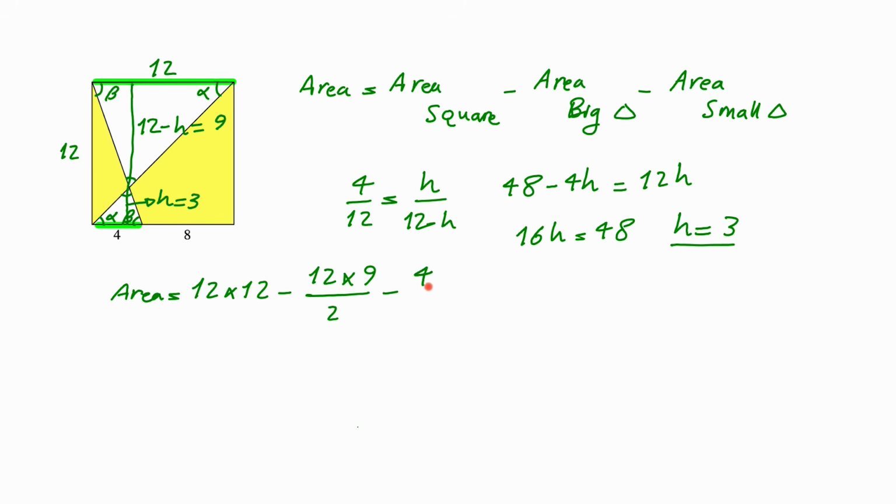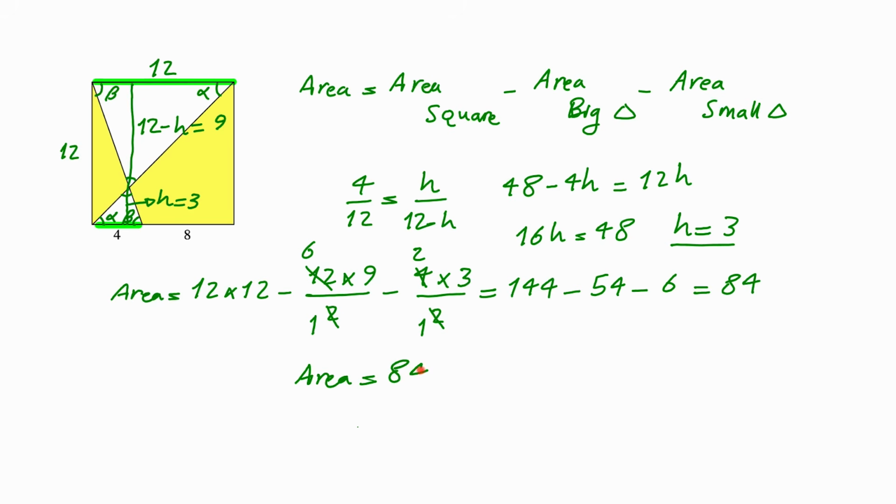The base is 4 and the height is 3 divided by 2, and if we simplify it we get 144 minus, we can divide both numerator and denominator by 2, we get 6 here and 1 here, and 6 times 9 is 54 minus, we can divide both numerator and denominator by 2, we get 2 here and 1 here, and we have 6 here, and finally we have 84. So the final answer to the problem is 84.